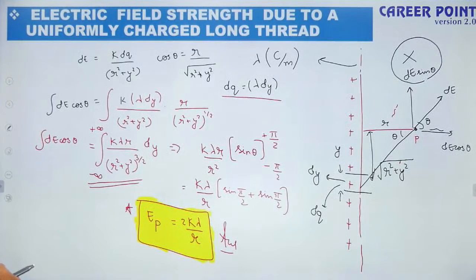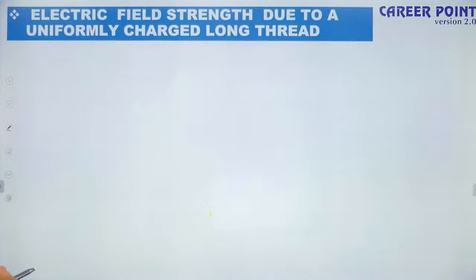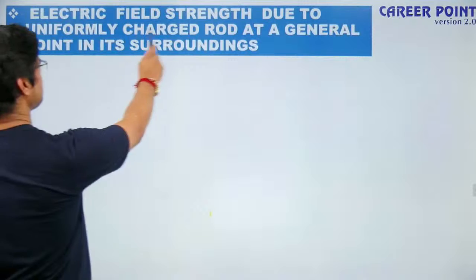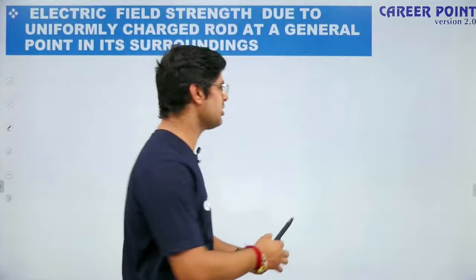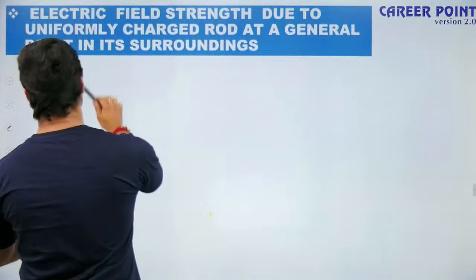We have a lot of time now. We can continue from here. So long thread is done. Electric field strength due to a uniformly charged rod at a general point in its surroundings. We have an ample amount of time. We can continue from here. Not a problem. So from here, what we can say?